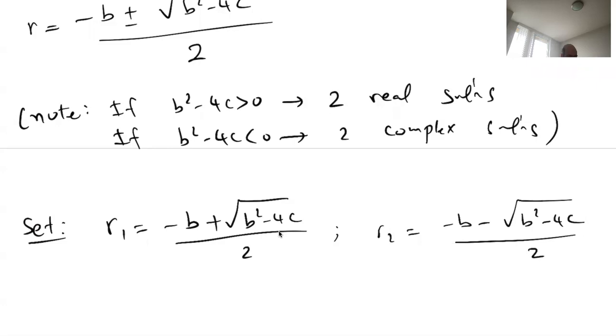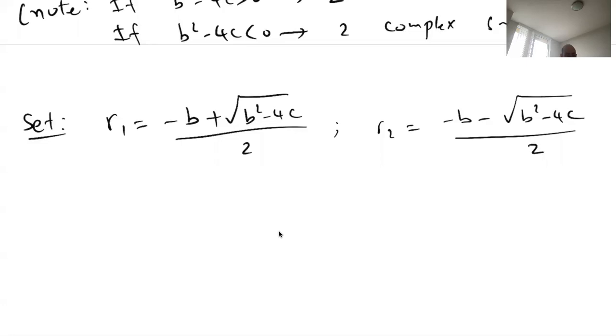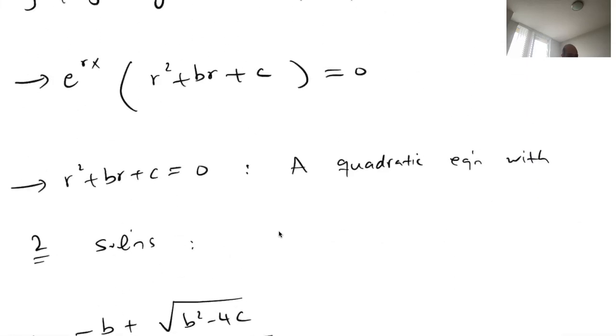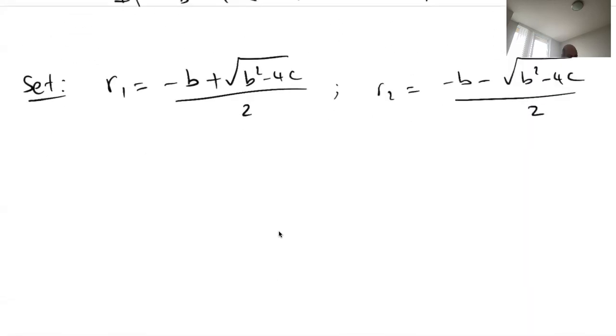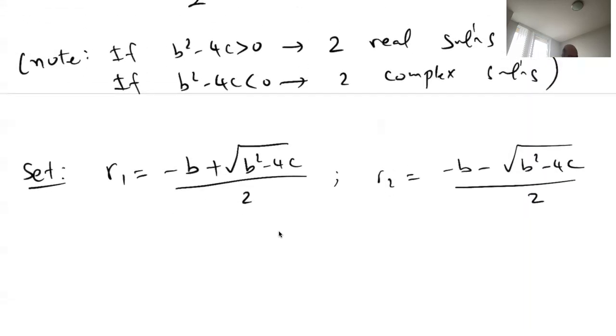So then we found two values for r, r1 and r2. So that gives us two solutions, because remember the solution is of the form e to power rx. But we found two values for r, r1 and r2, so that gives us two solutions for y, y1 and y2, which are e to power r1x and e to power r2x.